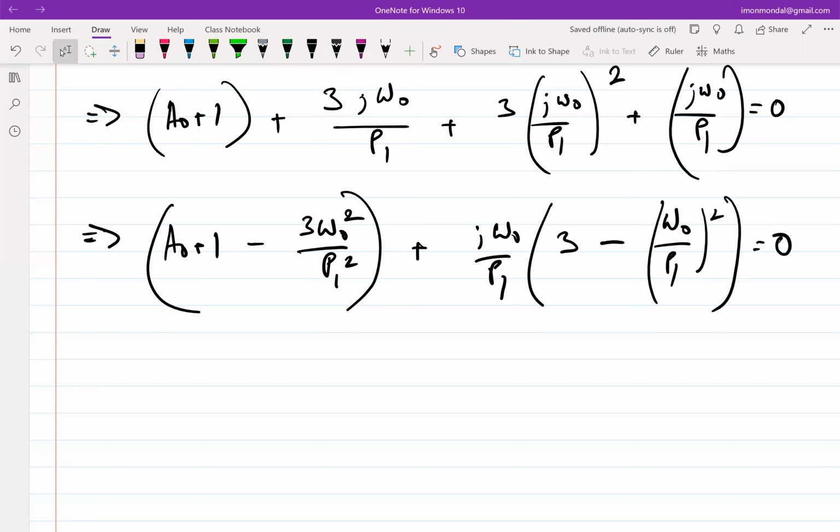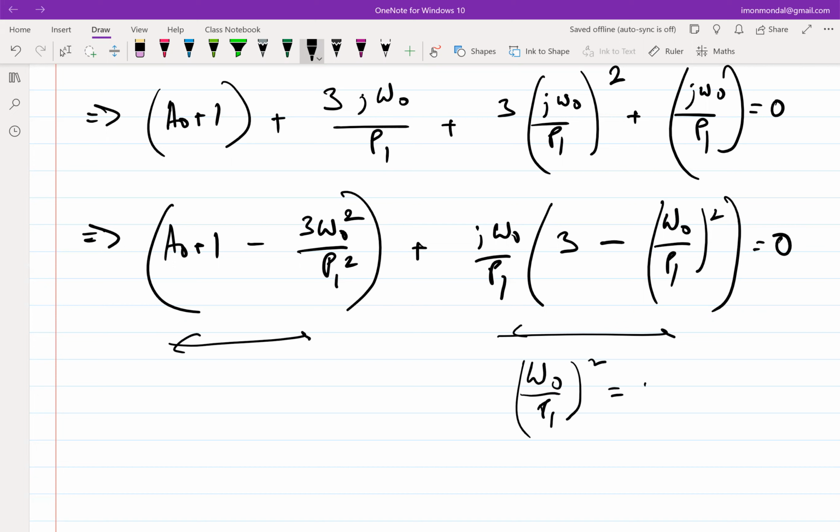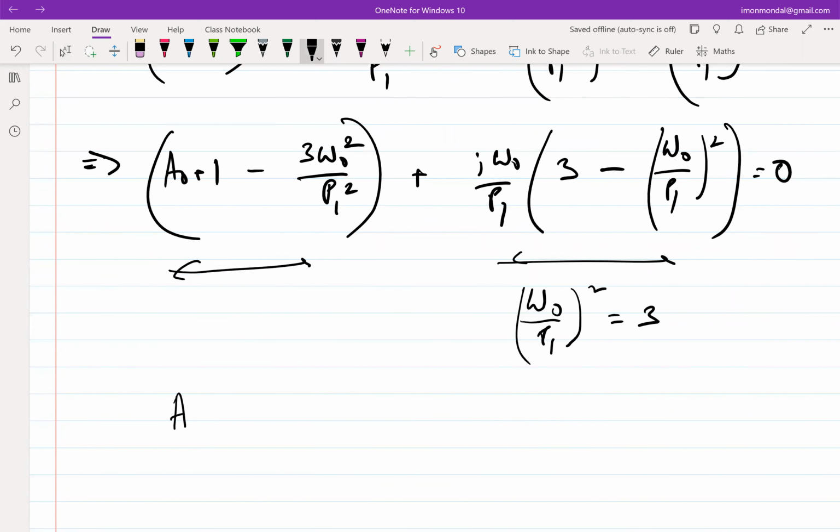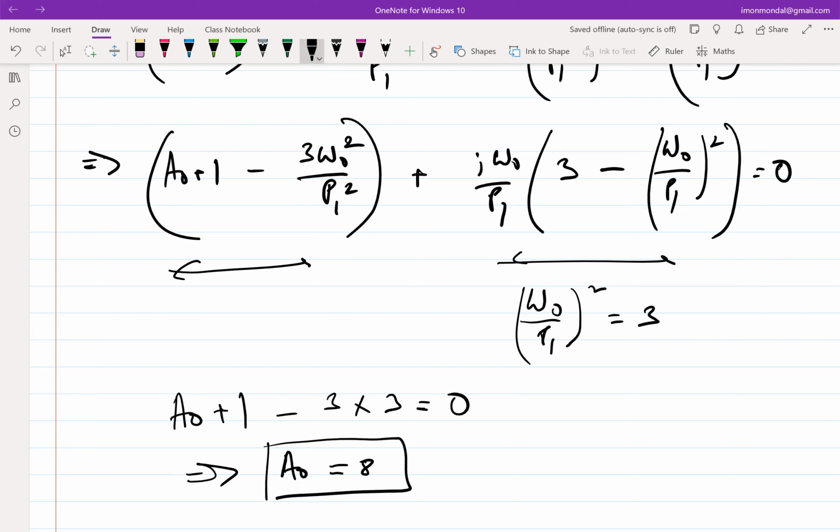Okay, so this is the imaginary term and this is the real term. If I set the imaginary term to be 0, I get omega squared by P1 squared to be equal to 3. Right? And I put that here. So your A naught plus 1 minus 3 times 3 equal to 0, which means A naught is equal to 8. So at a modest gain of 8 in a third order system where all the poles are bunched together, you are satisfying that Barkhausen criteria.